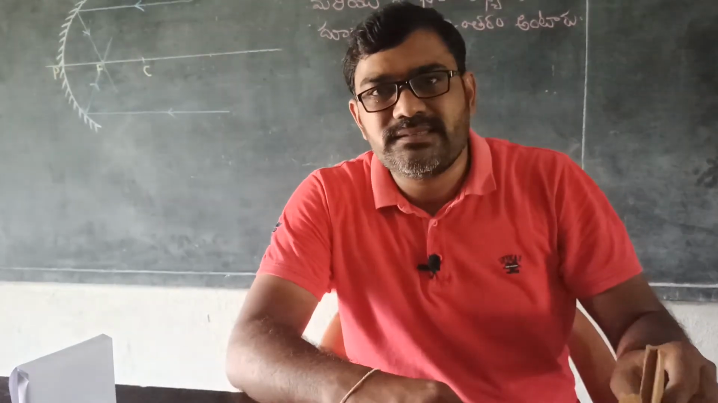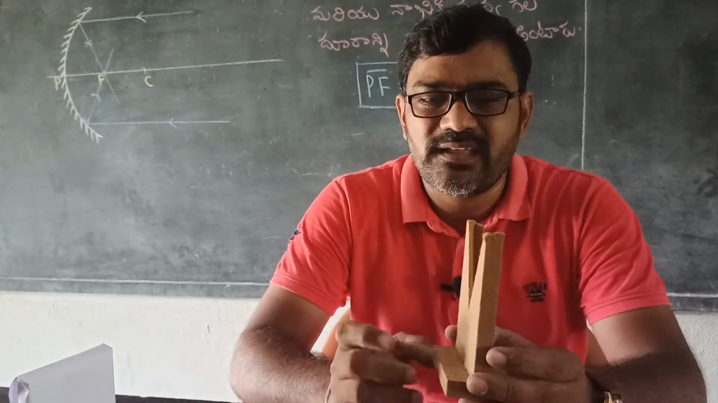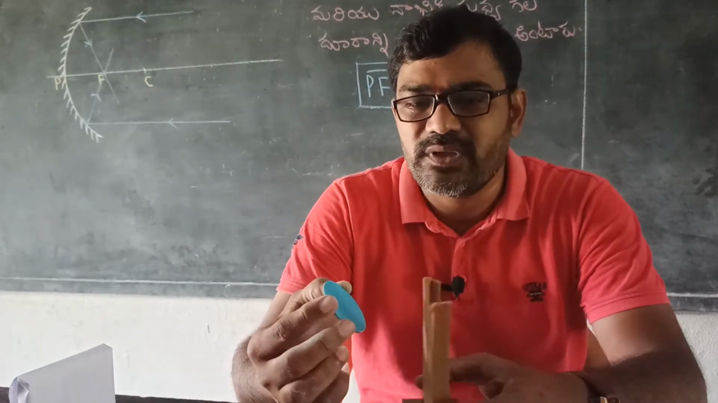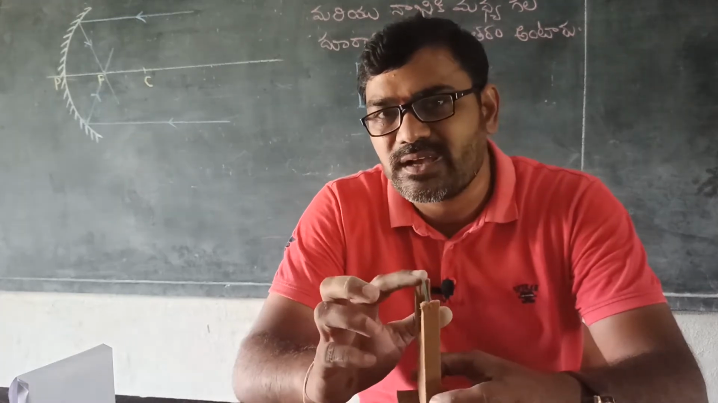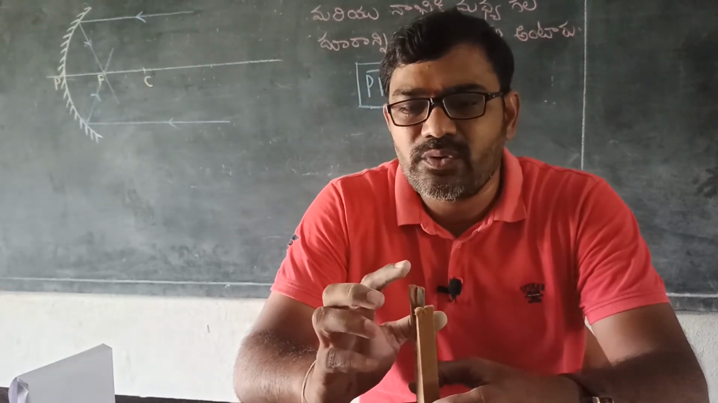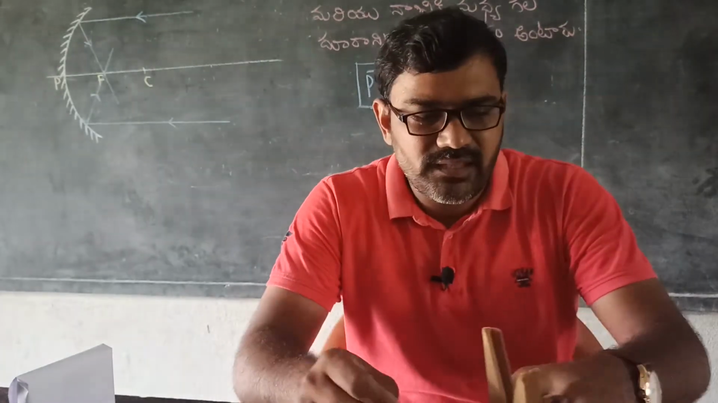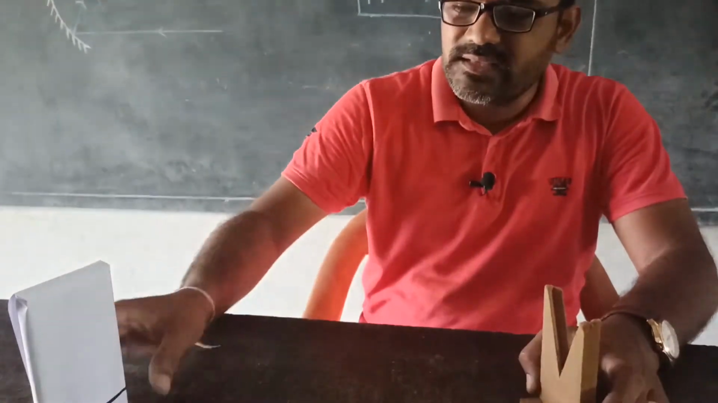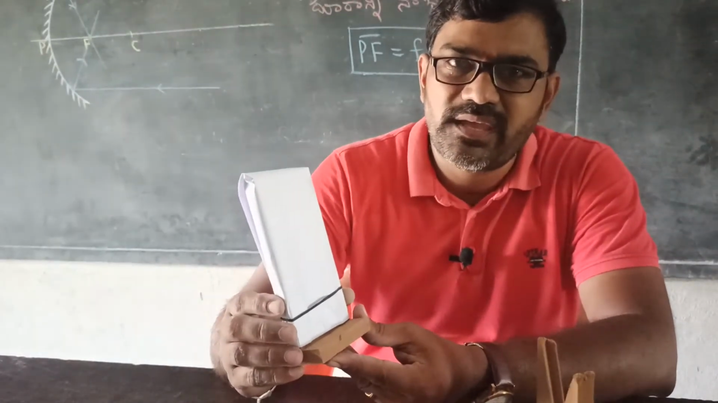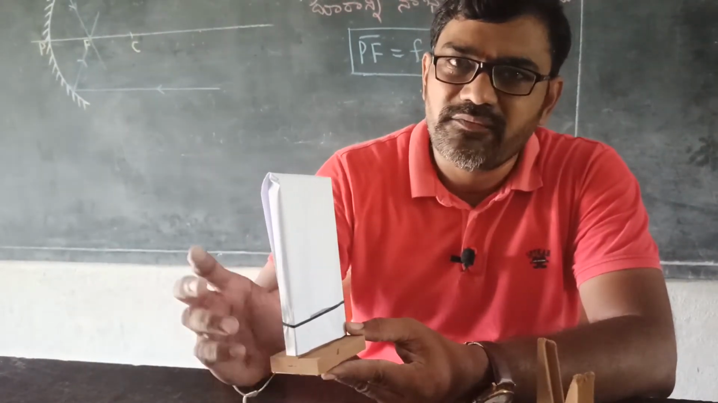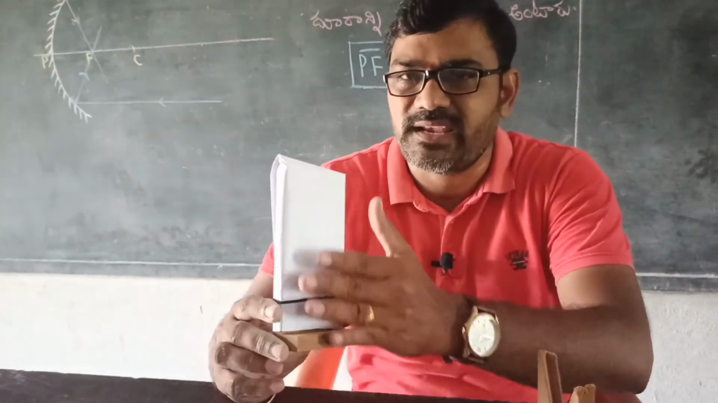And this is a V-stand. The purpose of this V-stand is to keep the concave mirror firmly in place. It holds the concave mirror without any disturbance. Another thing we need is the screen. The screen is used to catch the image of the infinity distant object. So this is the white screen.